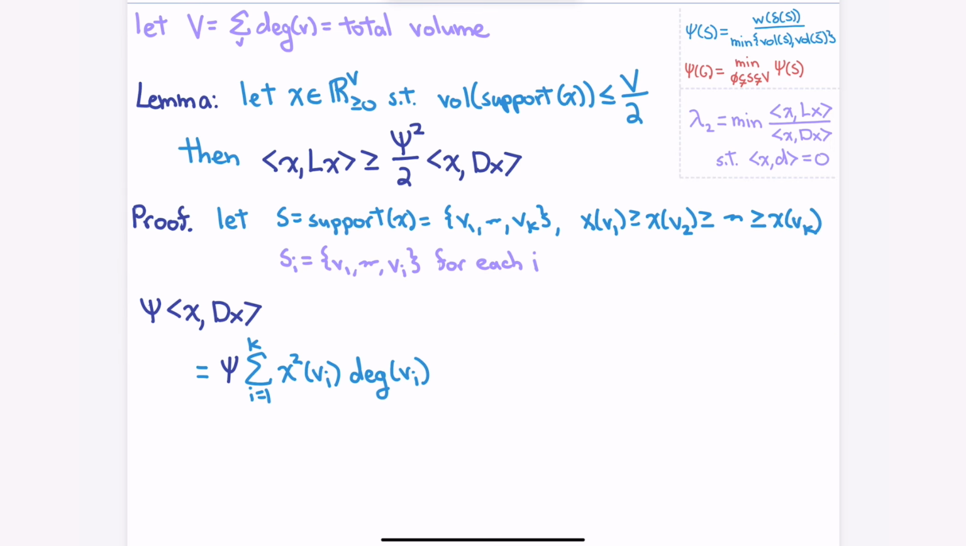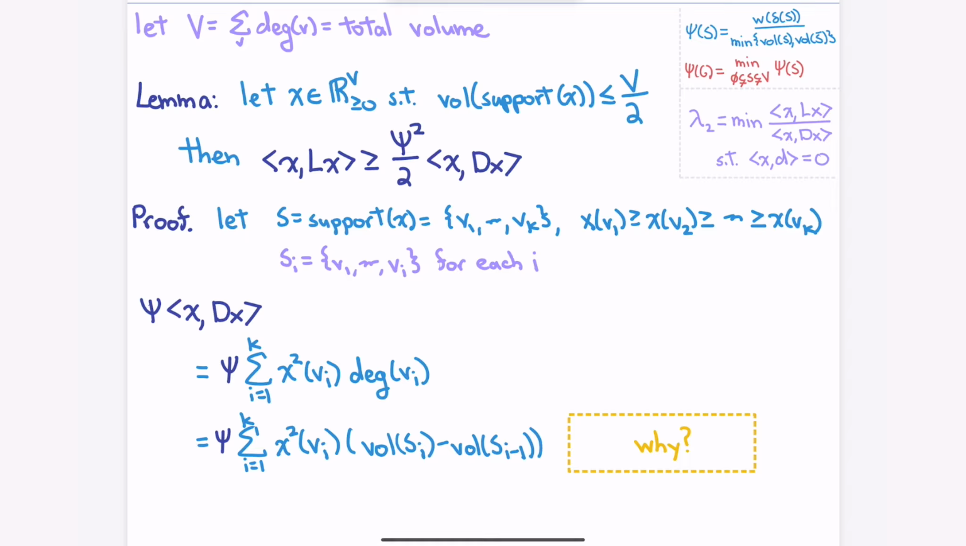Oh, it's down here. Okay. I'm just going to write it out. So we're just summing up over all the vertices, their degree times the square of their coordinate, right? Because that's just what it is. So nothing special.